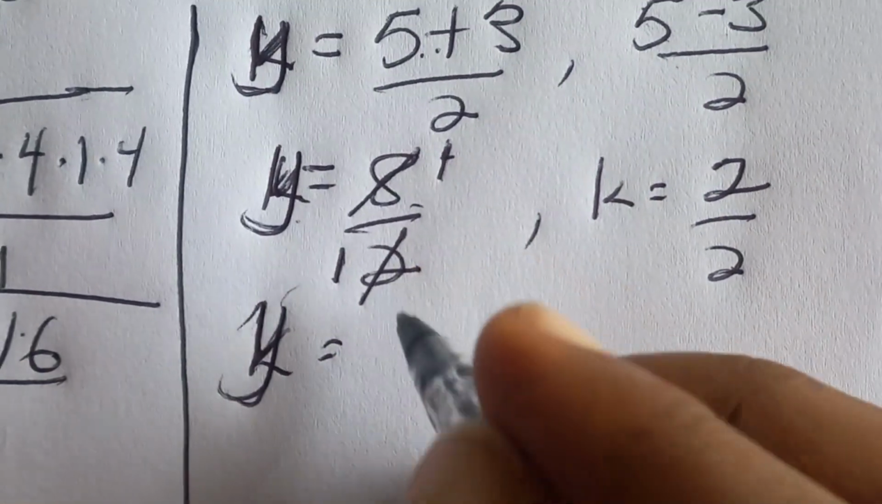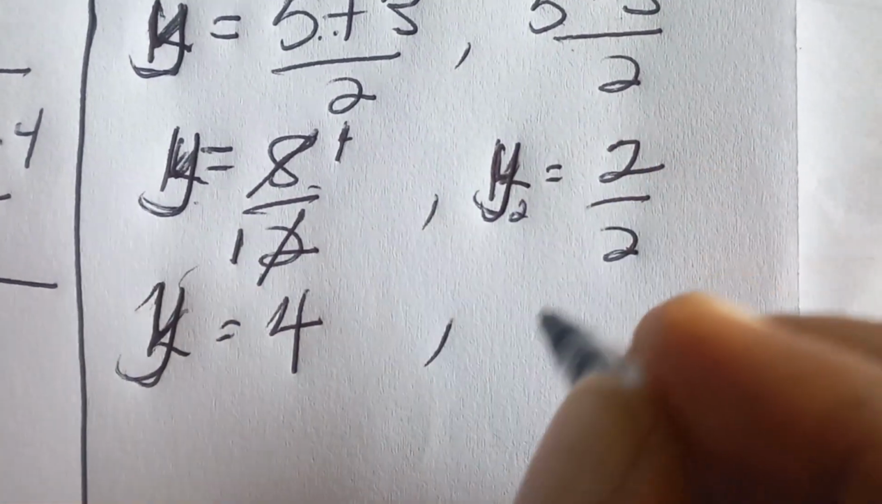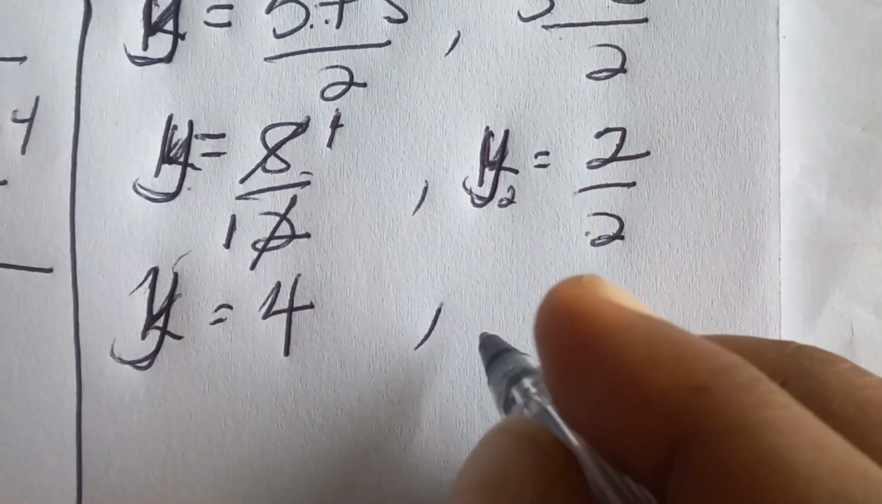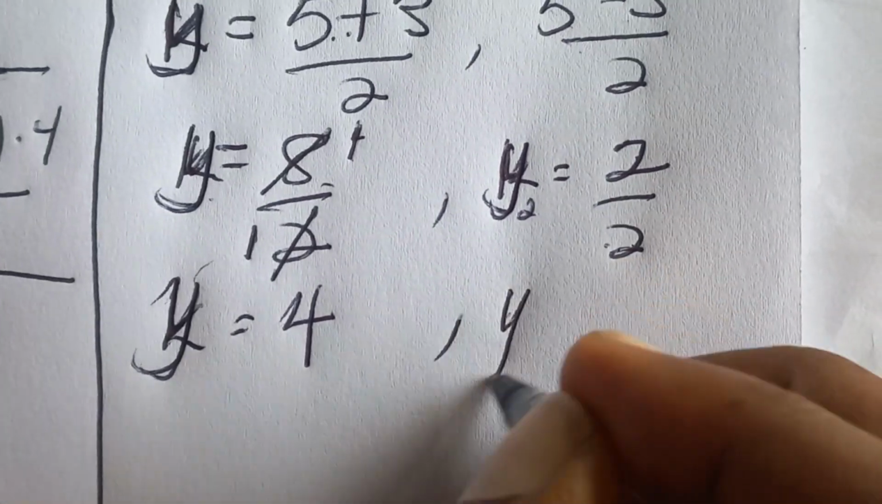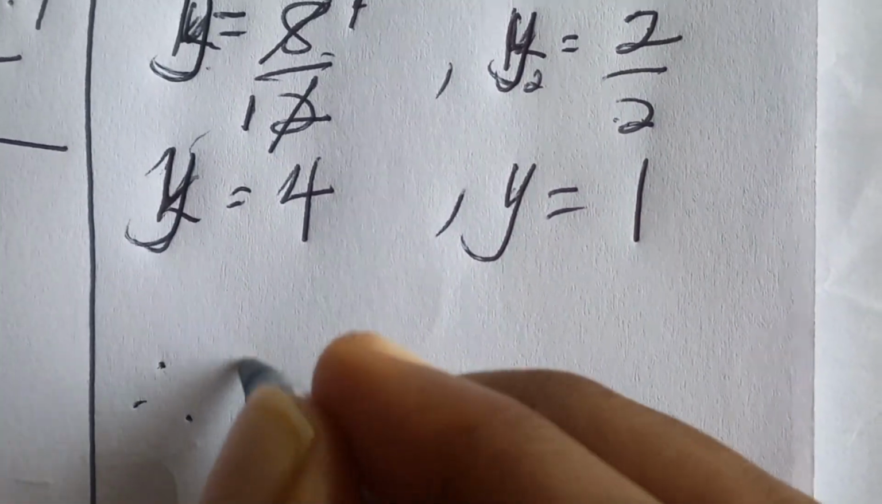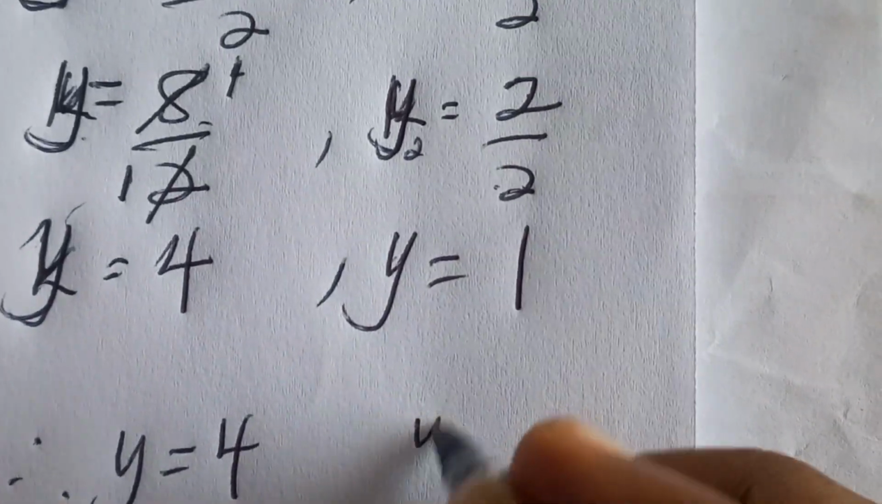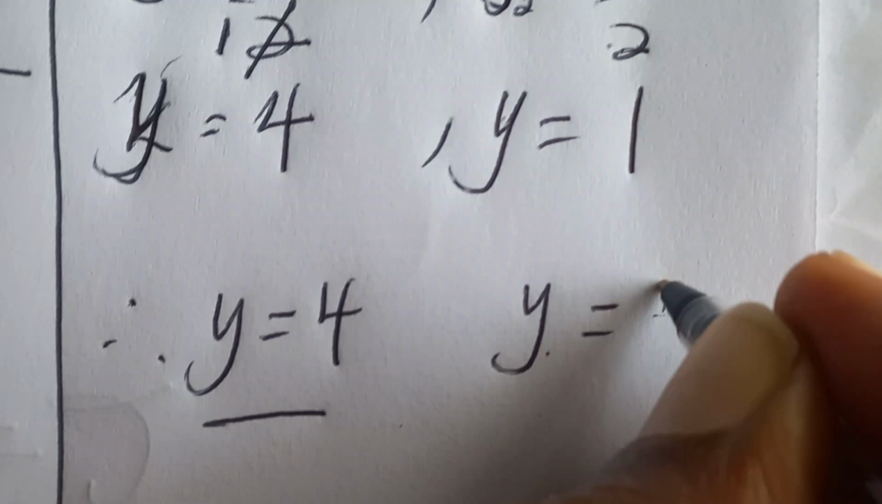So here you get 4, and then 2 divided by 2, we are getting y is equal to 1. So our answer is that y is equal to 4 and y is equal to 1.